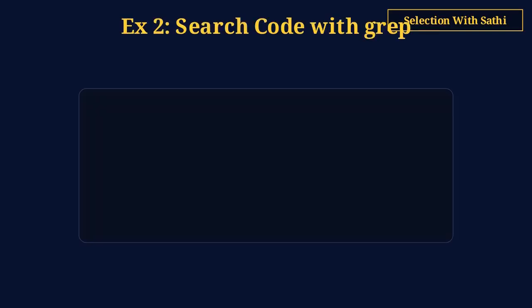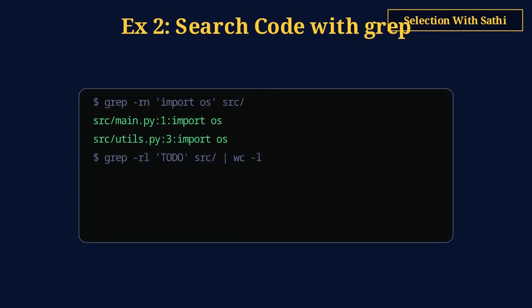Second example: find files by extension. find . -name "*.py" -type f searches from the current directory. It finds src/main.py, src/utils.py, and tests/test_main.py. To count them, pipe the output to wc -l. find with the same flags piped to wc -l gives 3.